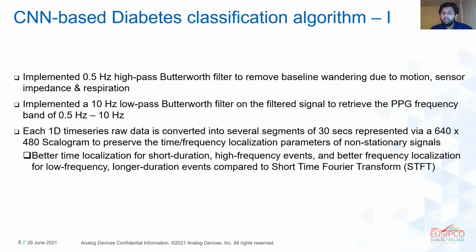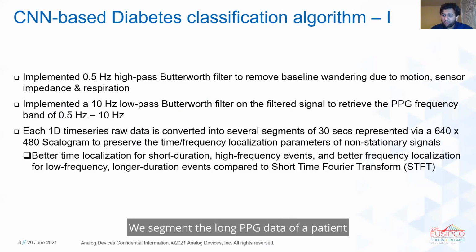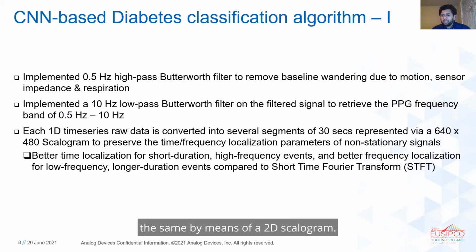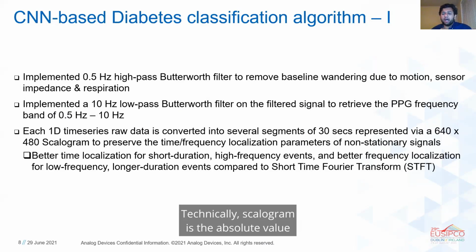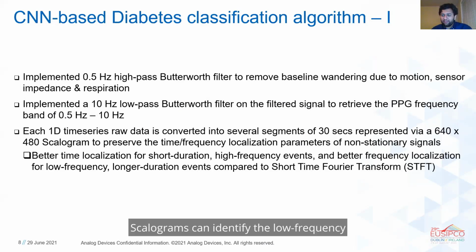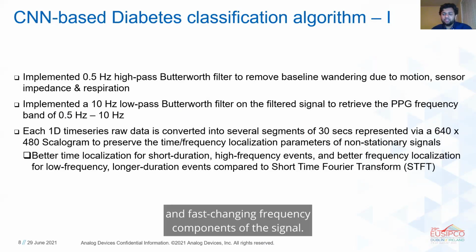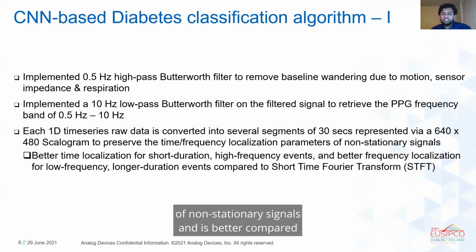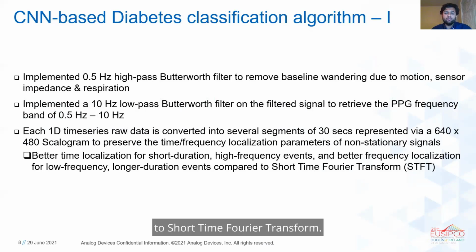We segment the long PPG data of a patient into several segments of 30 seconds each and represent the same by means of a 2D scaleogram. Technically, scaleogram is the absolute value of continuous wavelet transform of the signal that is plotted as a function of time and frequency. Scaleograms can identify the low frequency and fast changing frequency components of the signal. It preserves the time and frequency localization parameters of non-stationary signals and is better compared to short time Fourier transform.